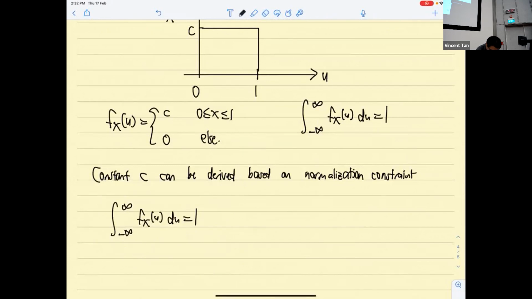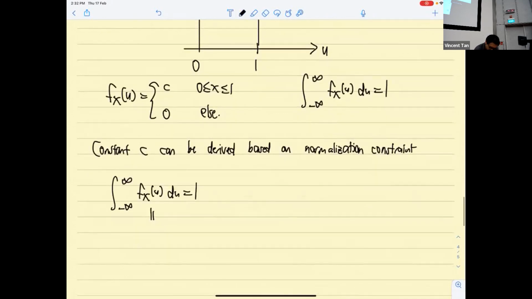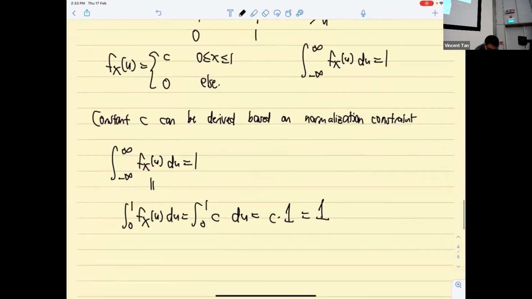But on the left-hand side, the density is only non-zero in the interval 0 to 1. So if I integrate all the way from minus infinity to infinity, this is too much. All the action happens between 0 and 1, so I can reduce it to this. The value of f_X(u) in that interval is C. So if I perform this integration, I get C times 1, and I need to equate this to 1. Clearly, from here, you get that C is equal to 1.